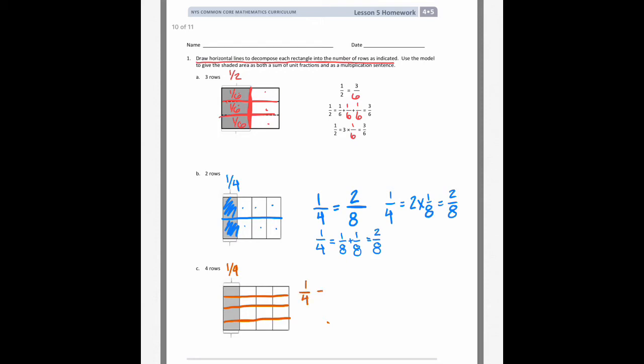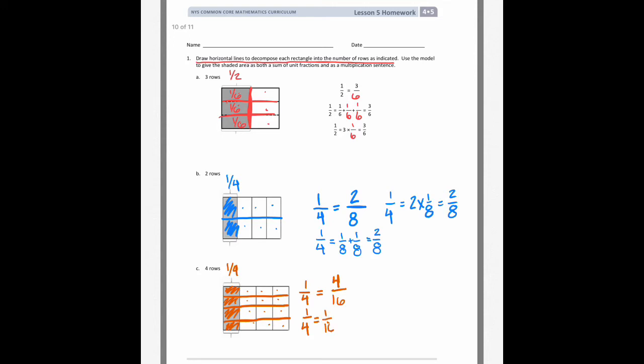So 1/4 is equal to, if I were to count all these boxes, I'm going to get 8, 9, 10, 11, 12, 13, 14, 15, 16. So it's something out of 16, and if you count, 1, 2, 3, 4 of the 16 are in the 1/4. So 1/4 is equivalent to 4/16.